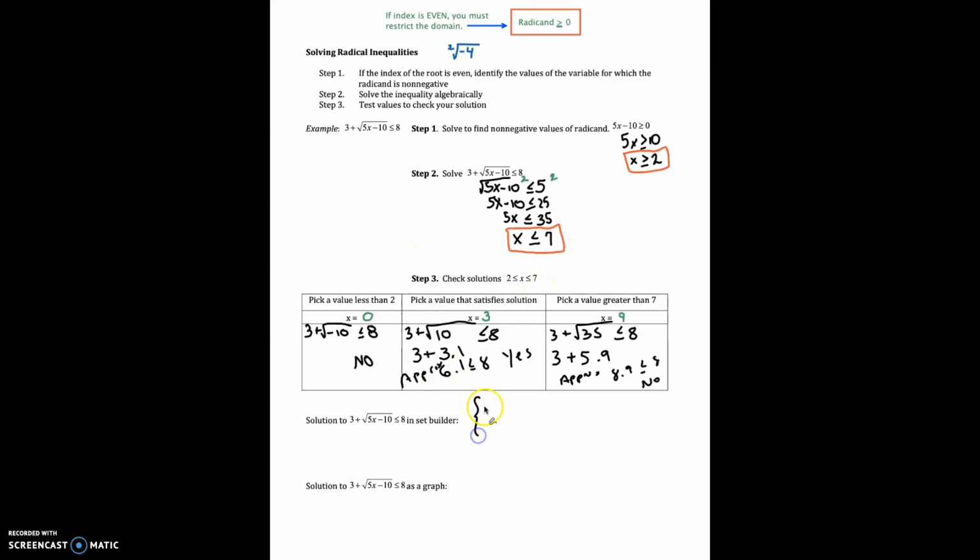So curly braces, x such that, and then we'll put the 2 less than or equal to x, which is less than or equal to 7. And as a graph, because it's less than or equal to, we'll do closed circles on both the 2 and the 7. And the value of x is any value that's between 2 and 7, including 2 and 7.